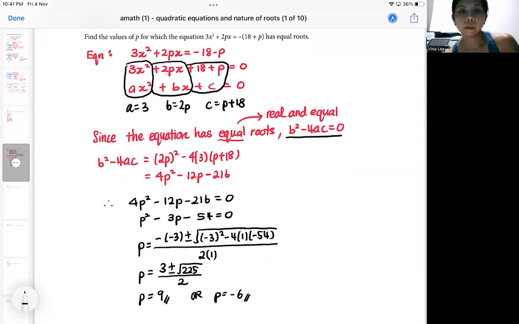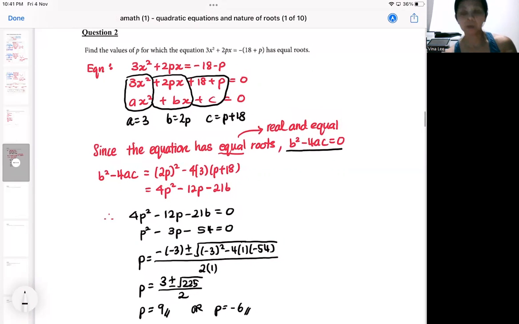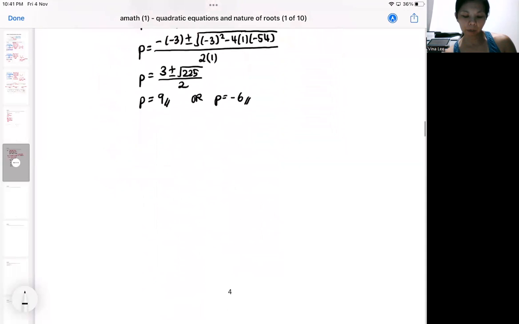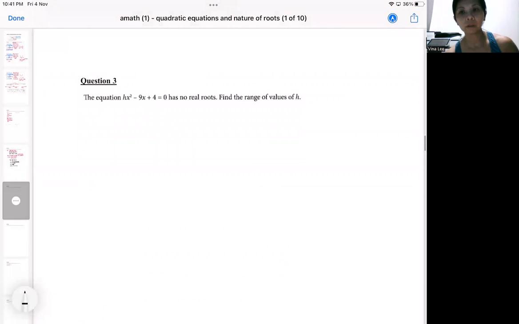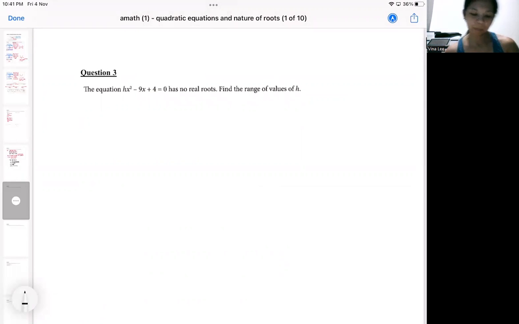So that is the idea. We use the concept of nature of roots to help us answer the question of finding some unknown. In this question, our unknown is p. Our unknown is not x. x is the roots. Okay, so this is one of the kinds of question. Maybe we can explore another. I will show you one more question, and after this, you see whether you can deduce it to other stuff or not. For question 3, I have the equation, and the equation has no roots.